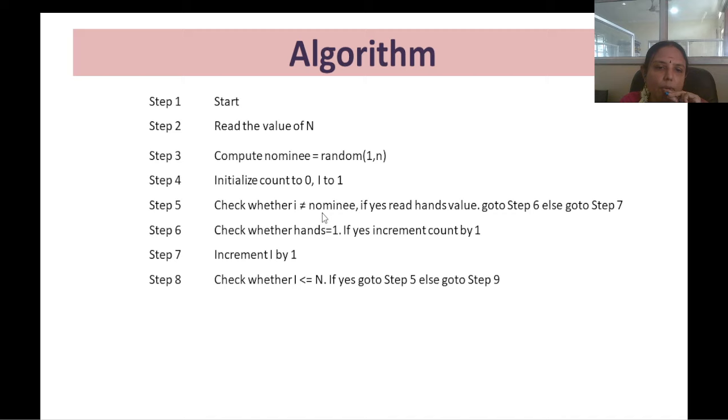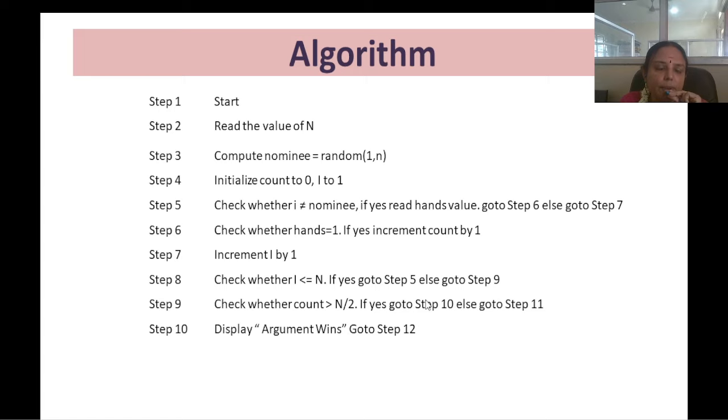Otherwise you go to the next step, where you check for the majority. Check whether count is greater than n by 2. If yes, go to step 10, display that the argument wins, and then stop. Otherwise, in step 11 you display that the argument loses and stop. So this is how the algorithm can be framed, and this situation tells you how to convert real-time observations into an input to the computer.